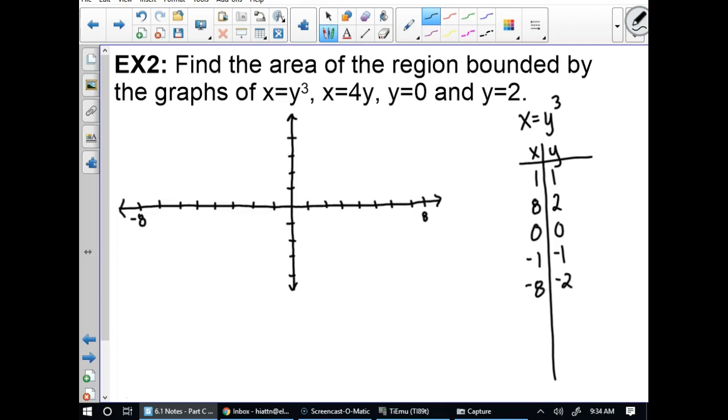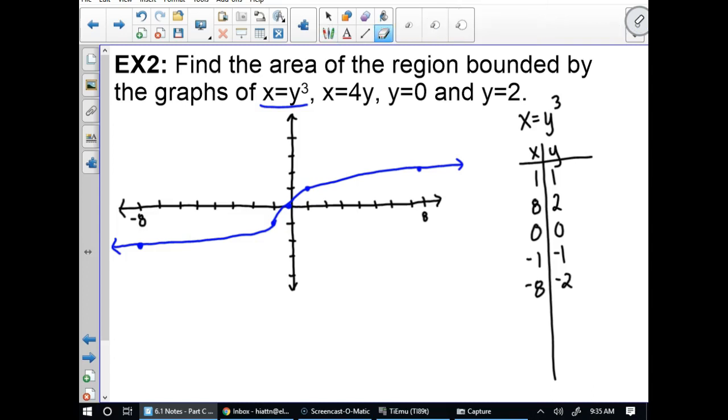So then I can graph these points. I'm going to use blue for this one. So 1, 1, 8, 2, 0, 0, -1, -2, -8. And those of you that are really good at picturing that could probably just take your normal cubic function and turn it sideways, and it'd be perfectly wonderful. Sometimes I have a hard time doing that, though.